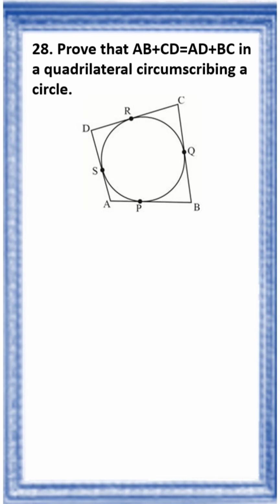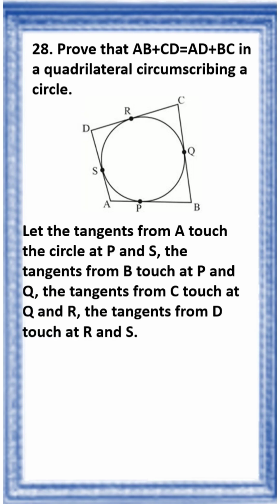PQRS. Let the tangents from A touch the circle at P and S, the tangents from B touch at P and Q, the tangents from C touch the circle at R and Q, and the tangents from D touch the circle at R and S respectively.